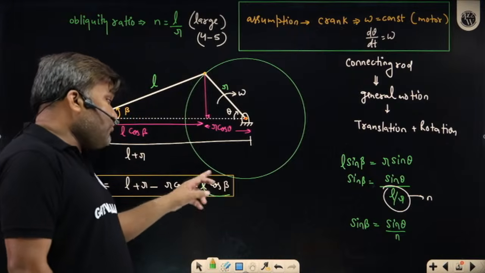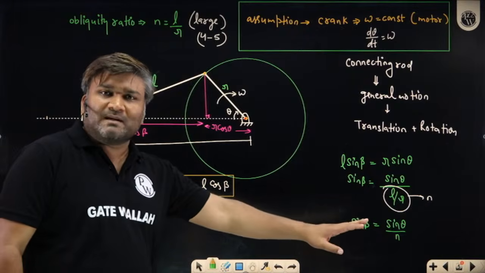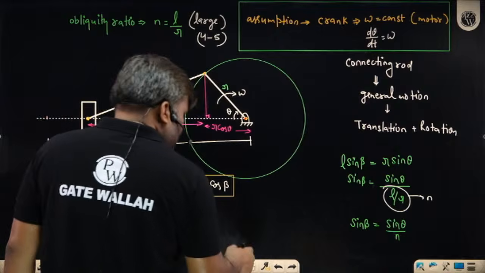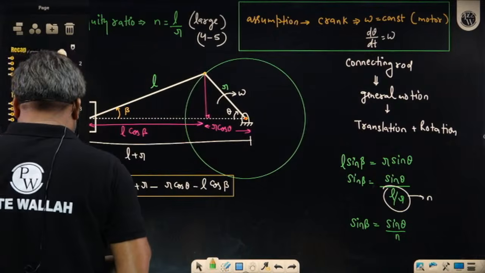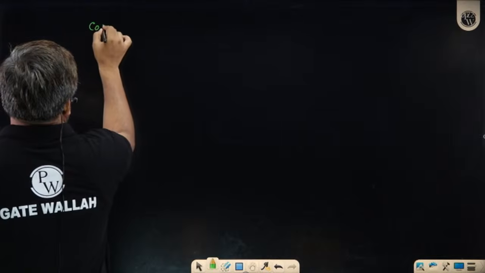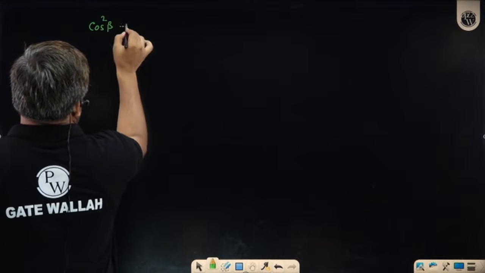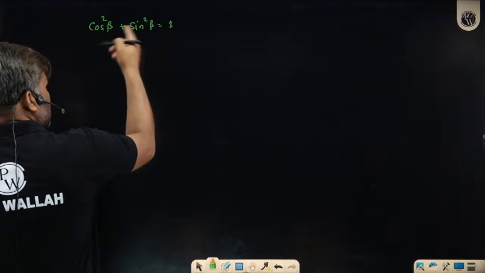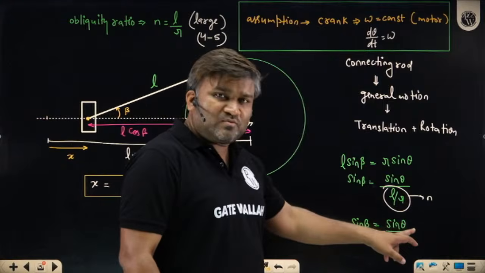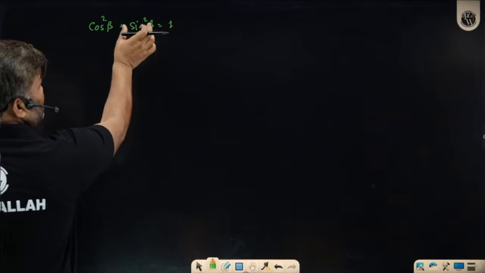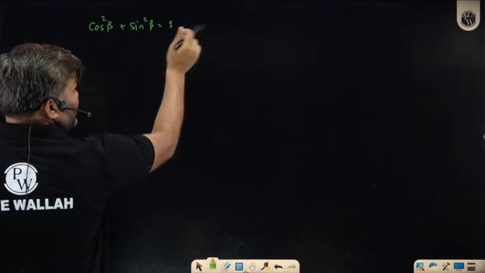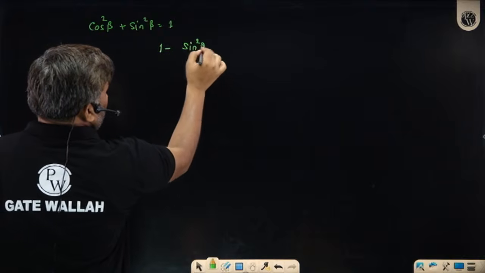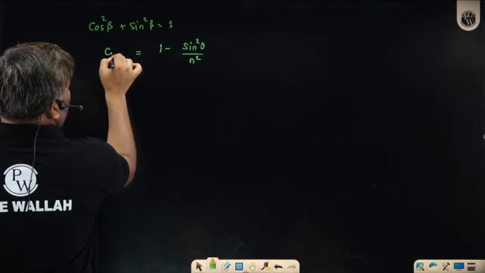Okay, I want to find out the value of cos beta. Sine beta is in terms of theta, you know. What is the value of cos beta? Let me come to the next page. Cos square beta plus sin square beta is equal to 1. You know this. Sin square beta you can write in terms of theta as sin square theta by n square. So this goes to this side and becomes negative. So we have 1 minus sin square theta by n square. This is the value of cos square beta.